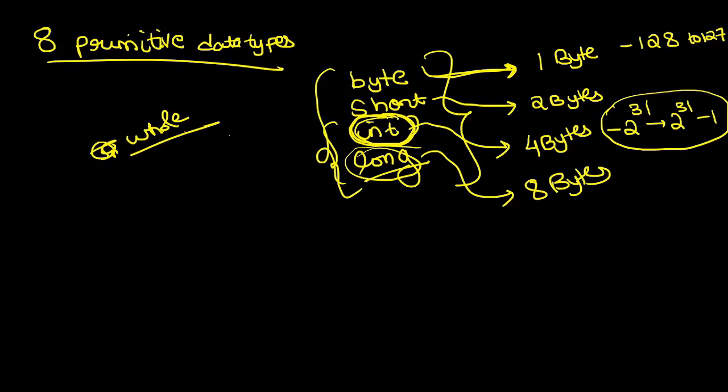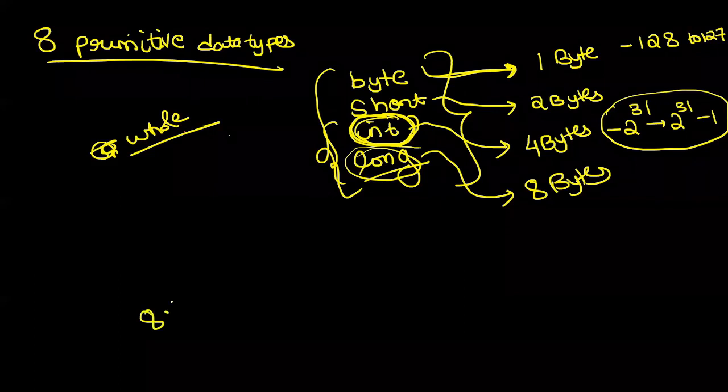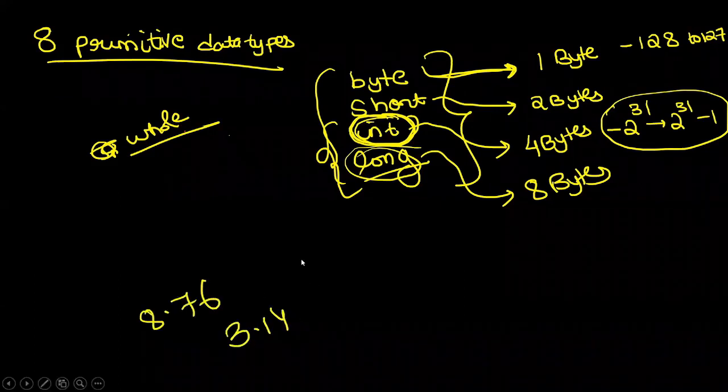Okay. Now, apart from whole numbers, you can also deal with floating point numbers. What do I mean by floating point numbers? 8.76, 3.14, all these decimal numbers, right? So what are the different data types to store these kinds of numbers? Kya data type available hai?